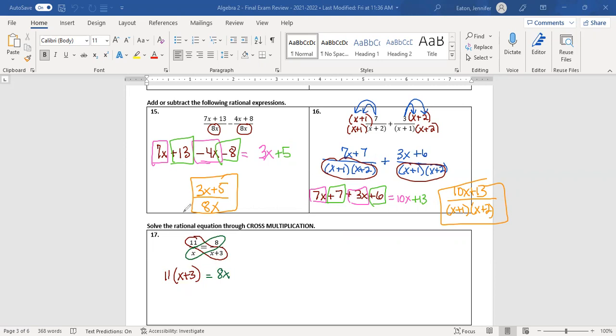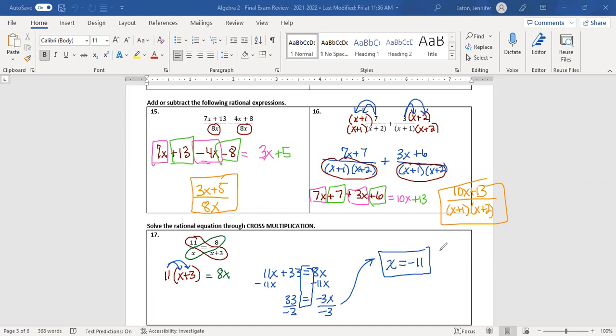So let's go ahead and distribute that 11. So 11 times x is 11x, and 11 times 3 is 33. That 11 has to go to both items. That's equal to 8x. Here's my equal sign. I need to make sure that my x's are combined. So I'm going to subtract the left-hand x from the right-hand x. So 8 minus 11 is negative 3. So we get 33 equals negative 3x. Divide both sides by negative 3 because we're trying to isolate the x here. So we get x is equal to negative 11 as our final answer.